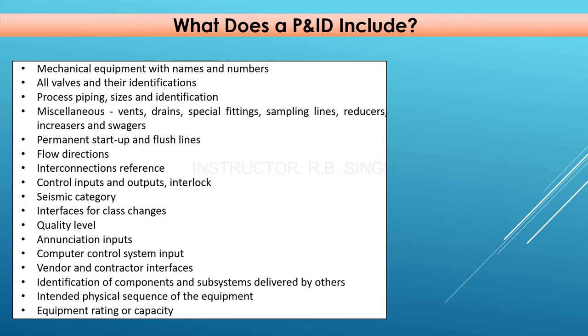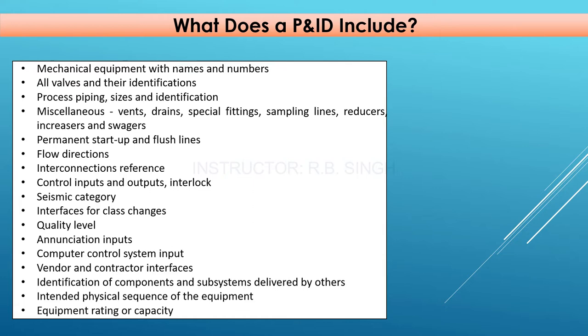Interconnection references. Control inputs and output interlocks. Seismic category. Interfaces of class changes. Quality level. Annunciation input. Computer control system input. Whenever we see the P&ID, you can see there are many types of signals. Some signals go to the control system and some come from the control system. And there will be different control systems, like the process control system, the safety instrumented system, and the emergency shutdown system also. So this information we can get from the P&ID.